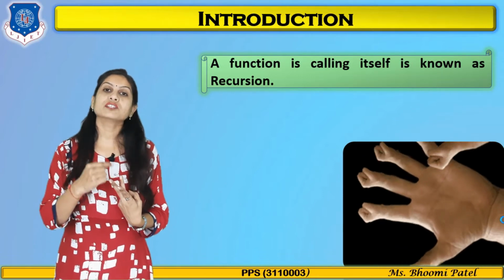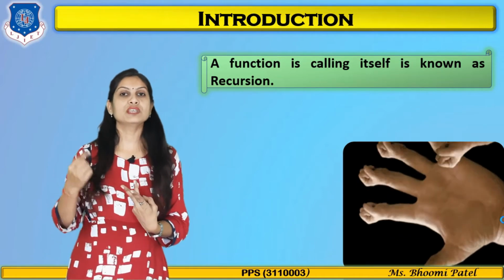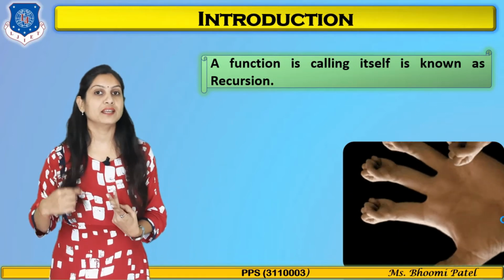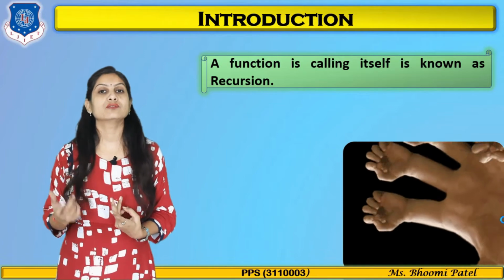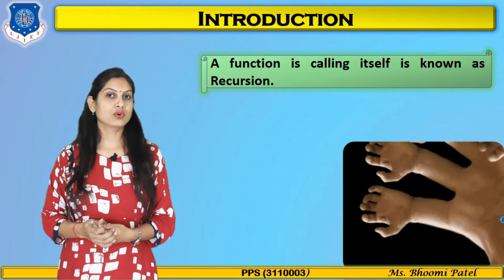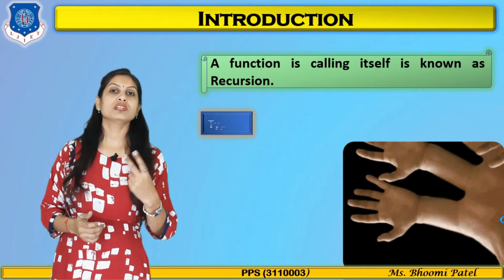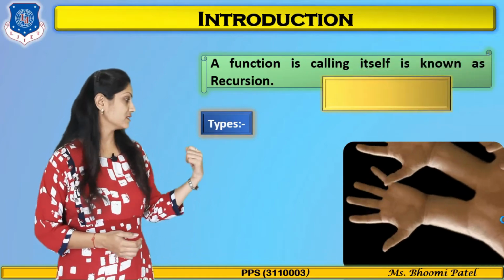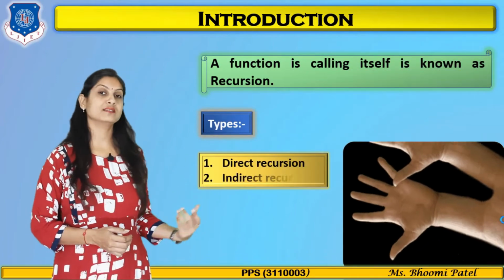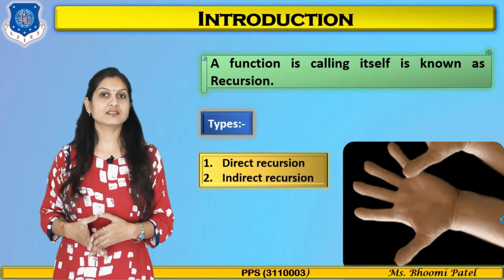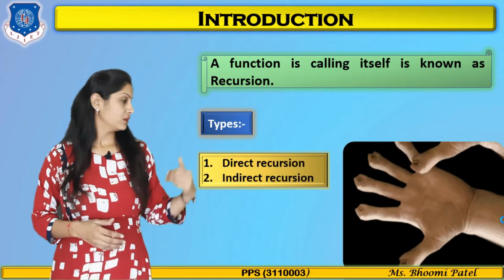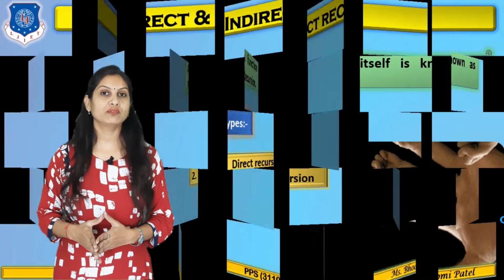And in a function definition, if I am using the same function inside it using that name, then it is known as recursion. Here I am taking two different types of recursion. First is direct recursion and second is indirect recursion, and mostly we use direct recursion in practice. So what is the difference between these two?